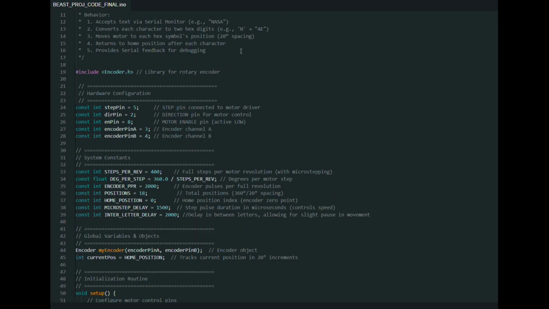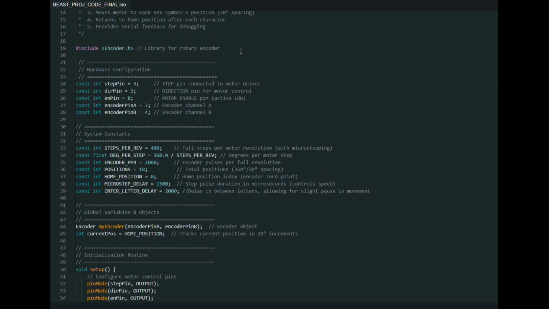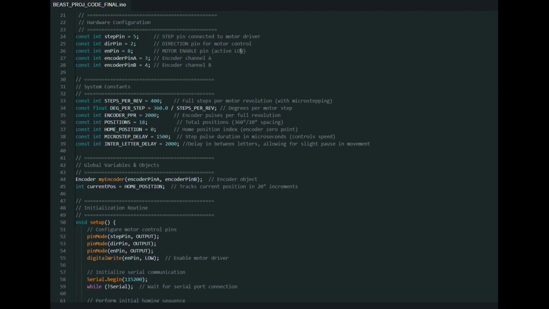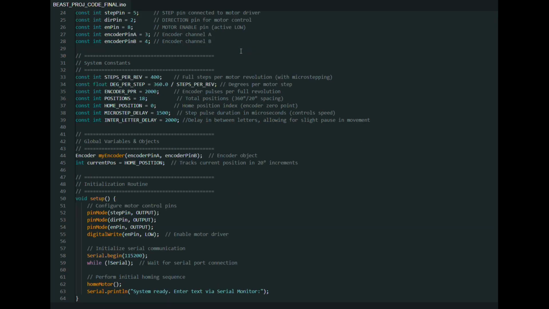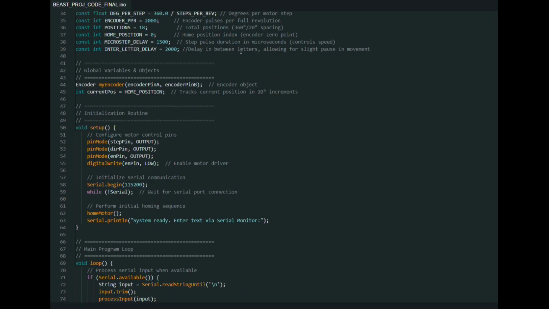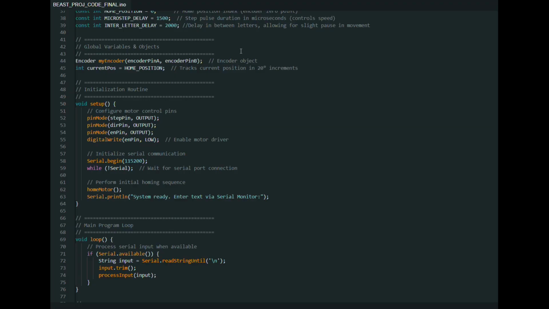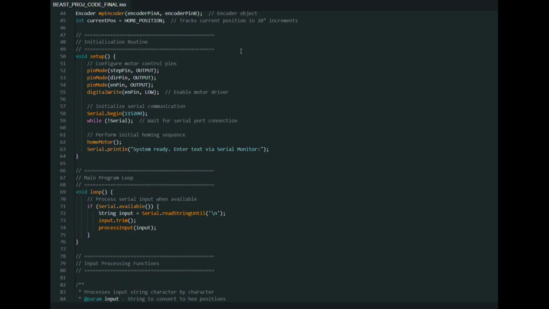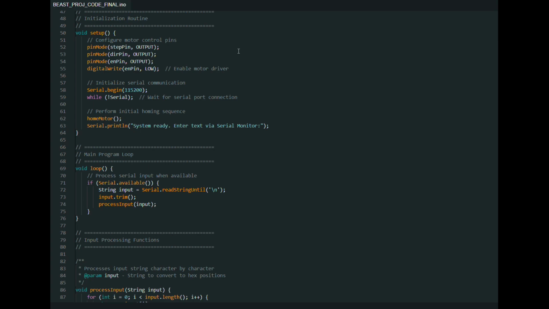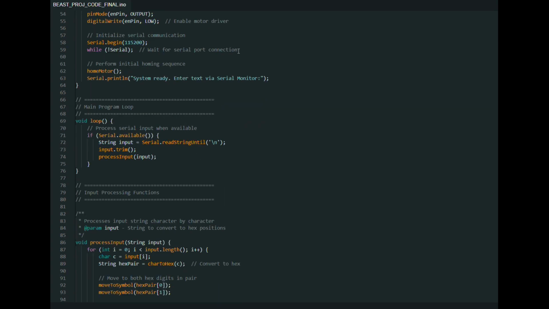The hardware setup consists of an ESP32/Arduino board driving a stepper motor, 400 steps per revolution with microstepping, and an AMT10E2-V rotary encoder, 2000 pulses per revolution, for precise positioning feedback. The motor driver is enabled via an enable pin, and movement is controlled using step and DIR signals.